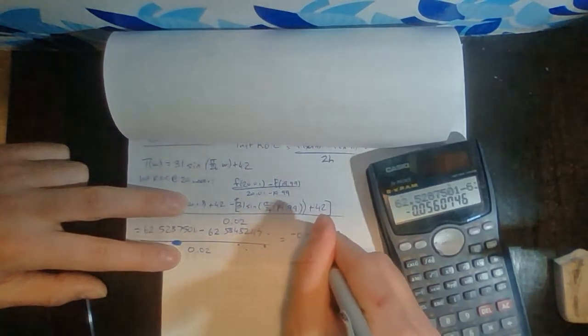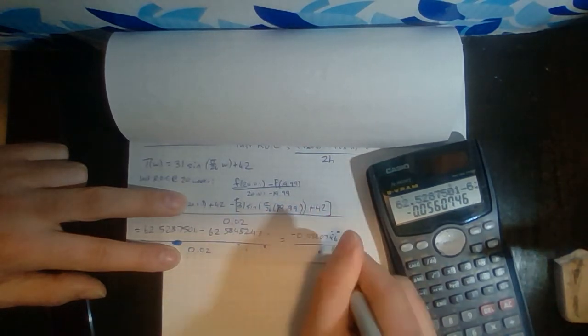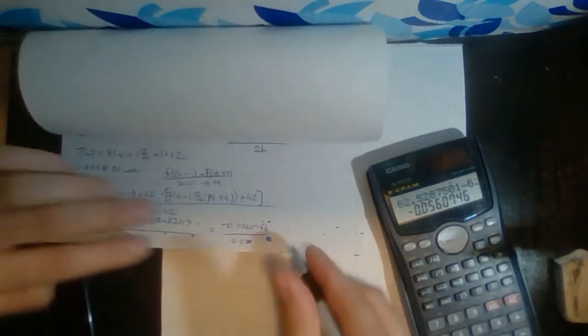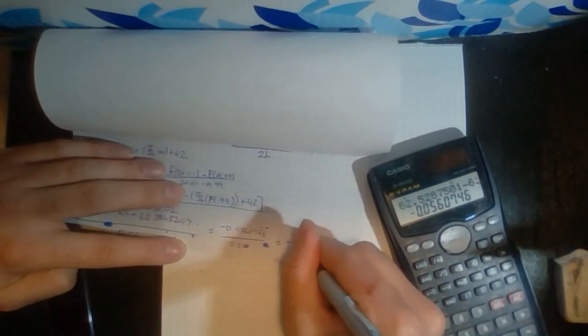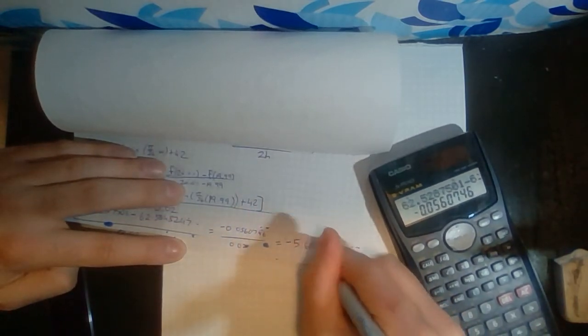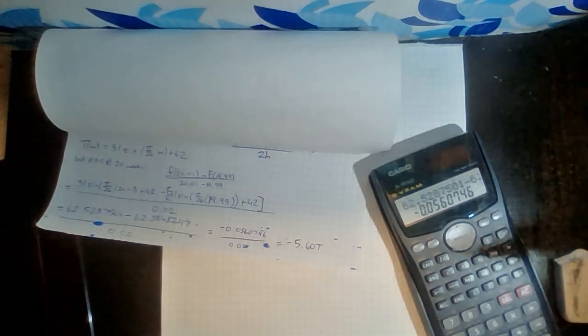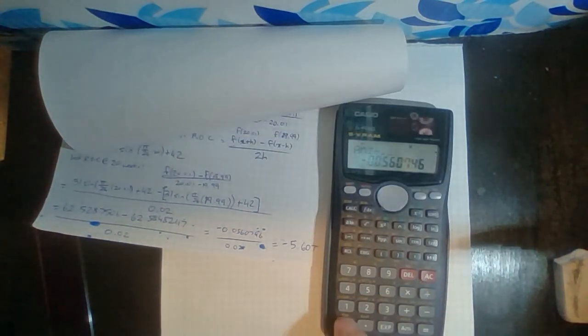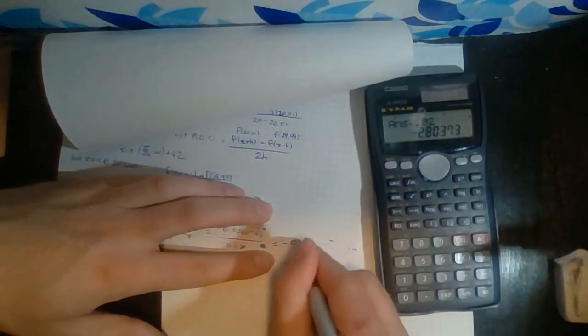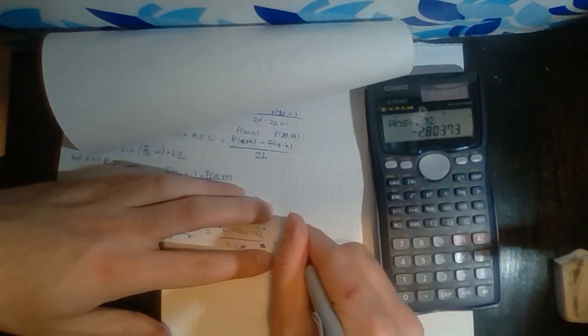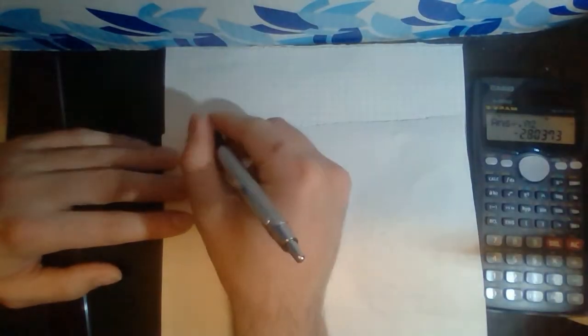That gives negative 0.0560746 over 0.02, which is going to be negative 5.607. Oh, divided by 0.01, not 0.02. It should be half of that. Negative 2.804. That's what I get for trying to do it in my head. This equals negative 2.804.